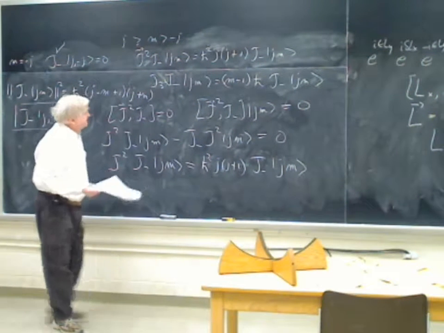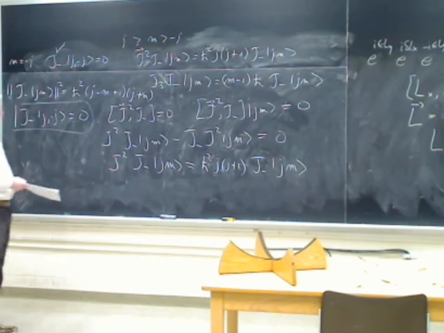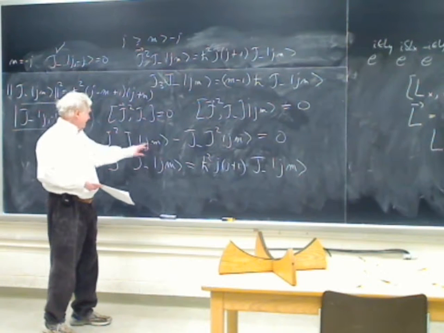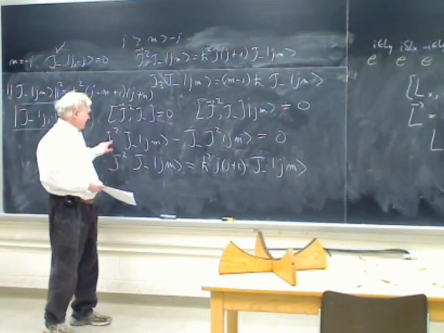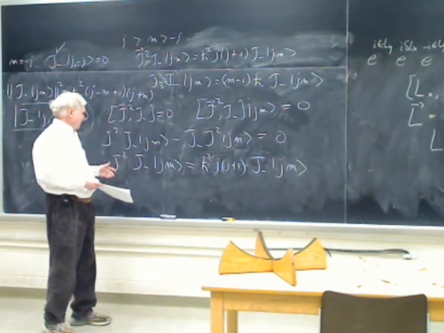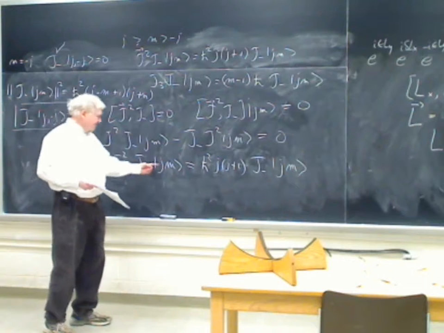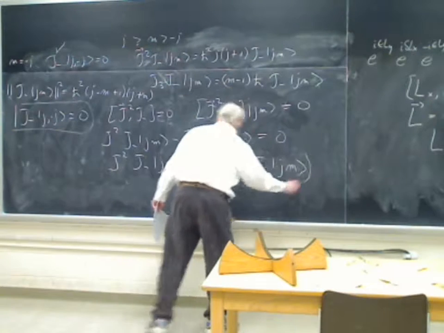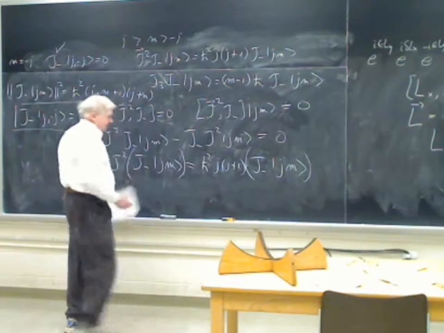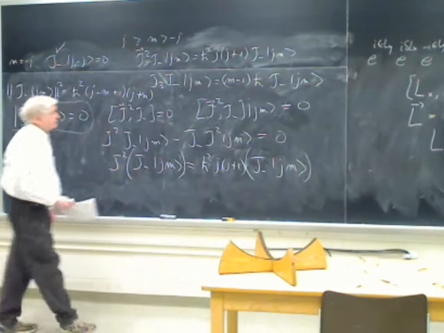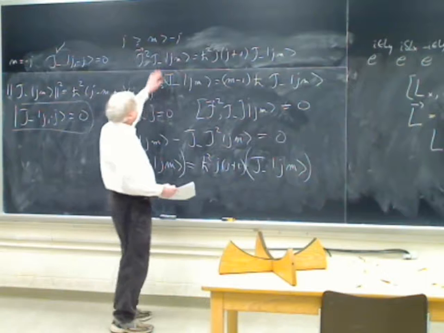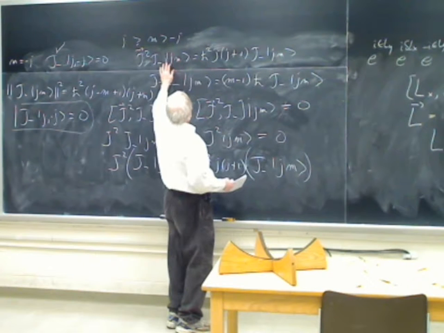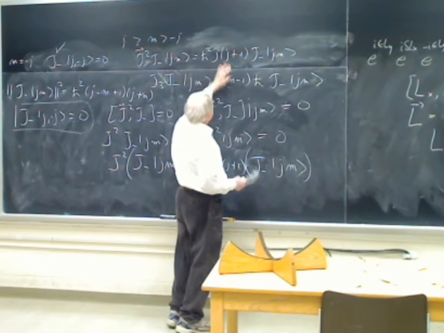And this is something that's very common in mathematical physics. When you've got a commutation relation like this, and you've got a state that's an eigenstate of one of these operators, then the fact that the commutator is zero allows you to write j squared j minus on the state as the eigenvalue times j minus on that state. That then tells us that this state is an eigenstate of j squared with the same eigenvalue. And so j minus on the state jm is also an eigenstate of j squared with the same eigenvalue as jm. In other words, h bar squared j(j plus 1).